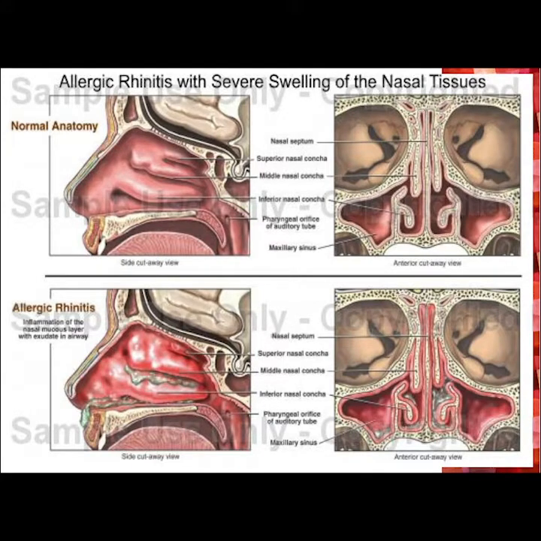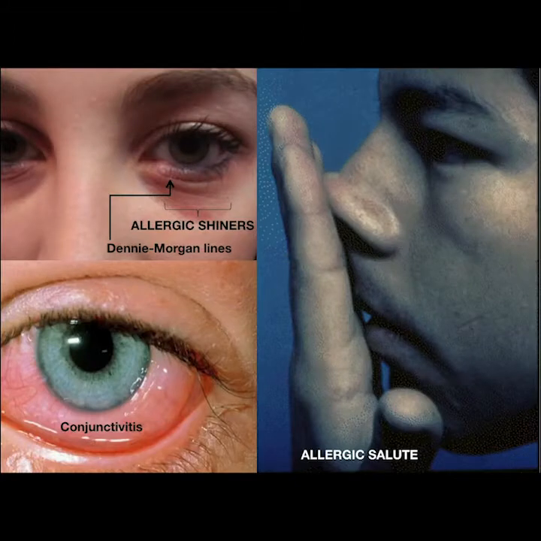This illustration simply compares a normal nose and paranasal sinuses and a nose suffering from allergic rhinitis with diffuse mucosal edema, nasal congestion, and thick mucus discharge. This slide shows the different signs observed in a patient with allergic rhinitis. The allergic shiners, which is the hemosiderin deposition and dark discoloration of the lower eyelid. The Dennie-Morgan lines, allergic conjunctivitis, and allergic salute due to constant nasal itchiness.